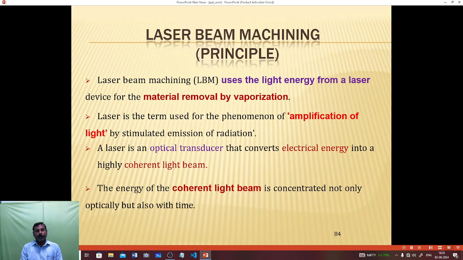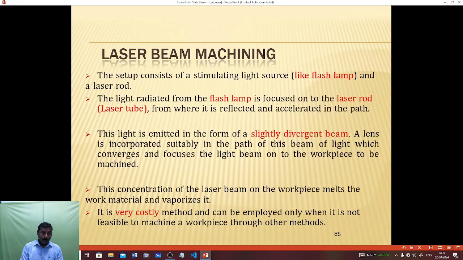device for material removal by vaporization. Laser is the term used for the phenomenon of the amplification of light by stimulated emission of radiation. The laser is an optical transducer that converts electrical energy into a high-intensity light beam. The energy of the light beam is concentrated not only optically but also in time.